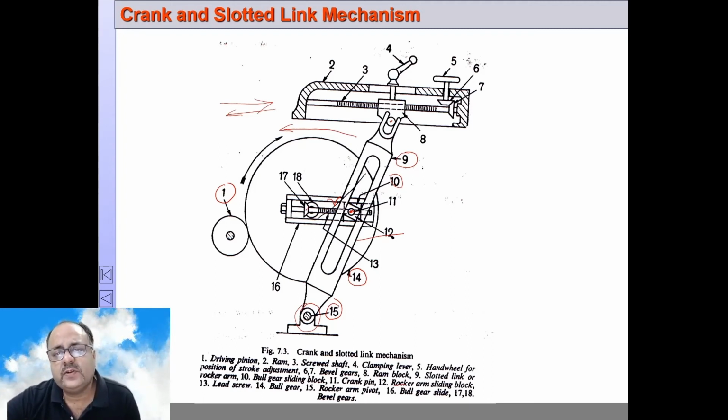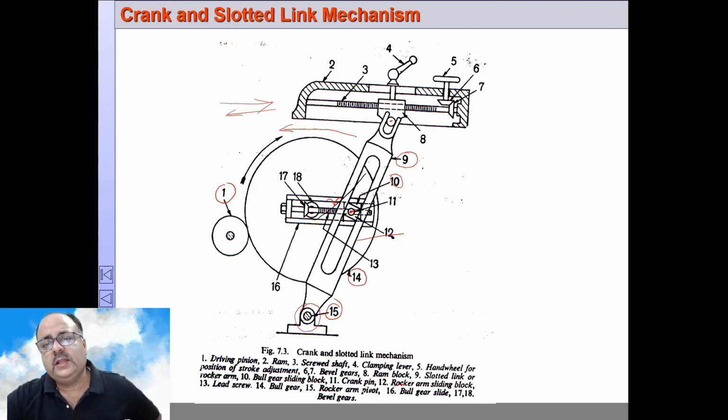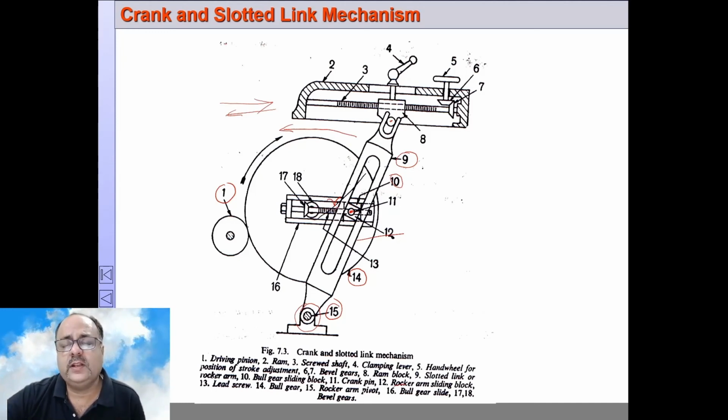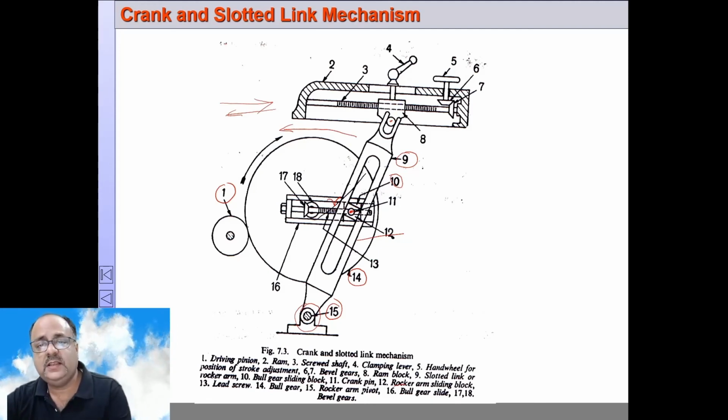So when 17 rotates, depending on the direction of rotation of 17, this lead screw also will rotate, and depending on the direction of rotation of the lead screw, the sliding block 10 will either move in or move out. If it moves in, the length of stroke decreases. If it moves out, the length of stroke increases. So this is how we change the length of stroke.